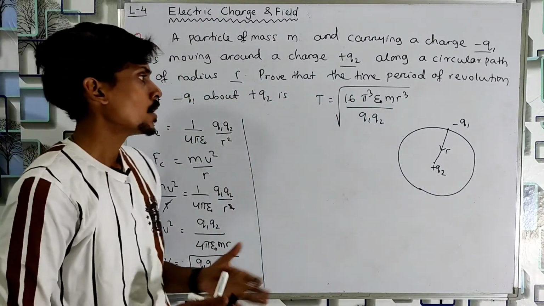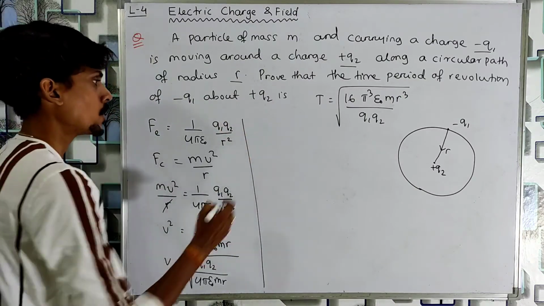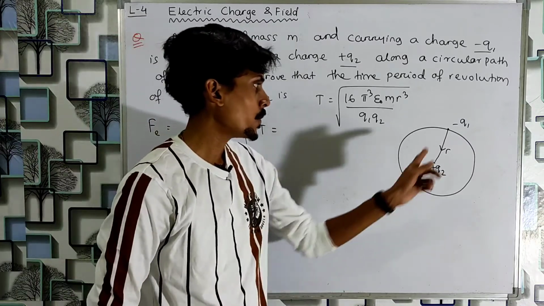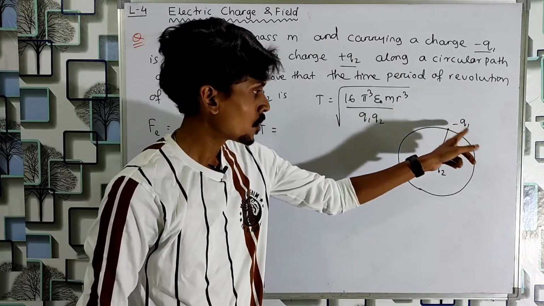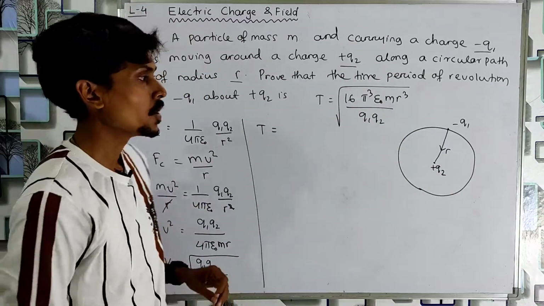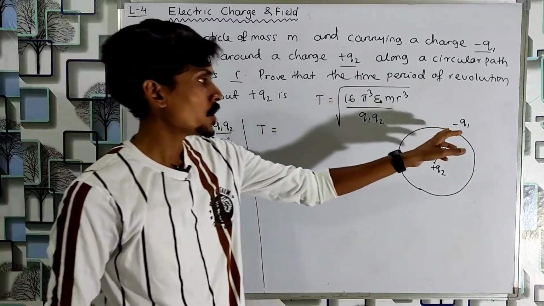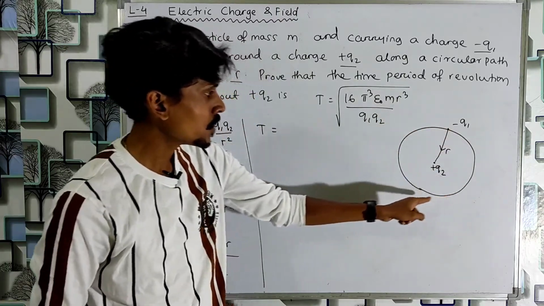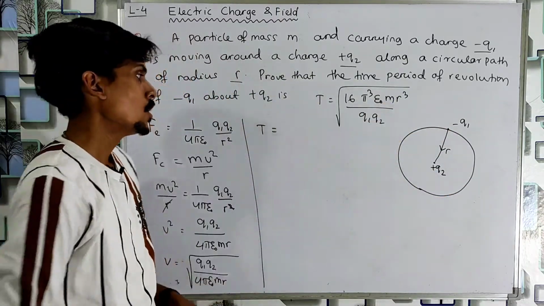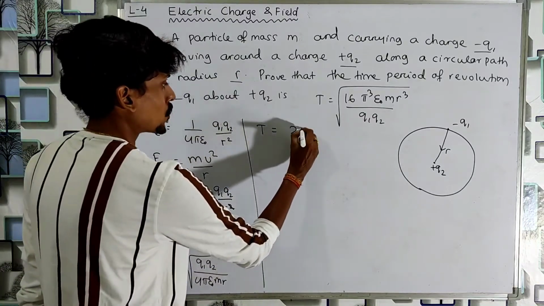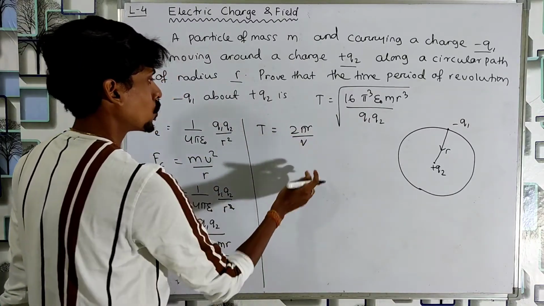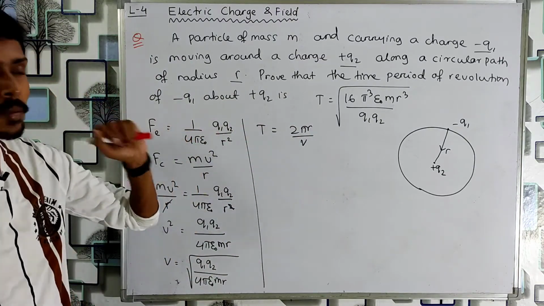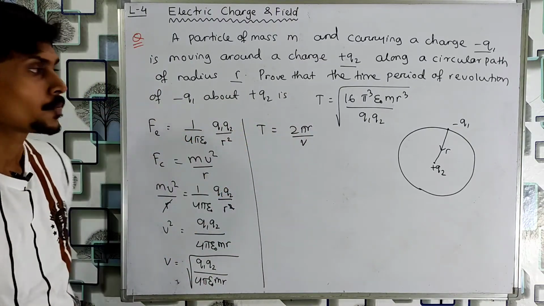Now we will find the time period. What is the formula for time period? Time period means the time taken by the charge minus q1 to complete one revolution. Okay, so if charge minus q1 completes one revolution, then the distance covered is equal to 2 pi r. So the time is how much? Distance by speed. If 2 pi r distance is covered with speed v, how much time will it take? t equal to 2 pi r by v.